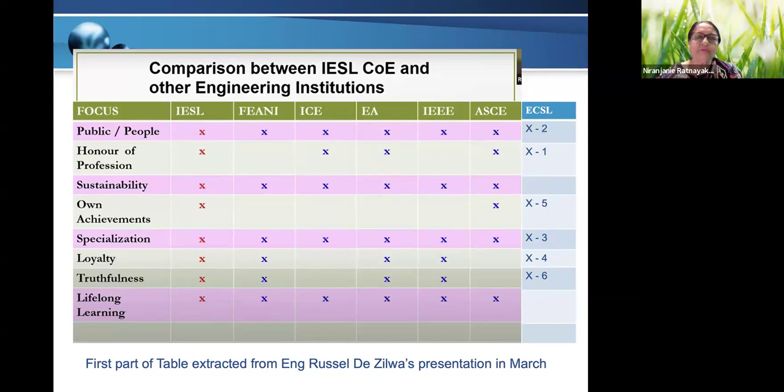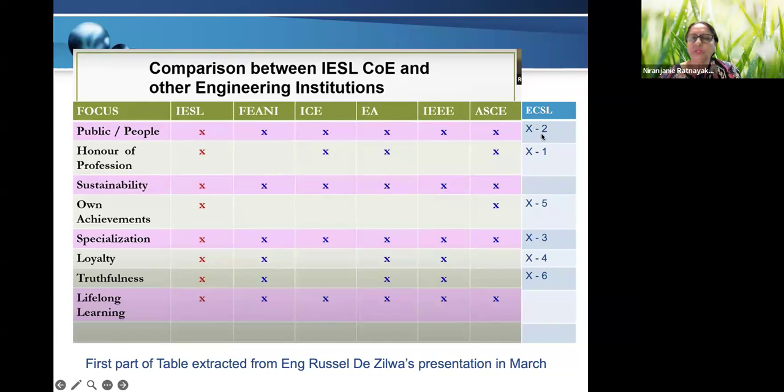Of course, there is something about environment, but it is not pronounced, not taken out as a clause. It was there in the second one here, hidden in. That's how it was actually even in the earlier IESL Code of Ethics. We took it out because of the importance. They haven't done that, right?